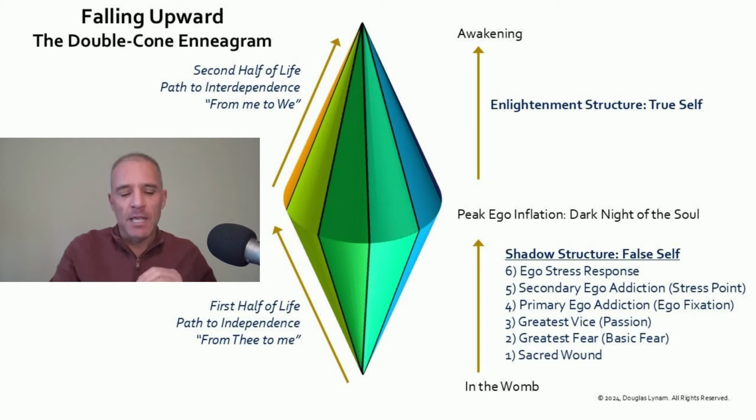So that's the first half of life. Let's look at the other side of this. That's our path to independence, right? So we have to separate egoically from the emotional egoic codependence we have on our caregivers. We have to cut that psychological umbilical cord with the sacred wound, which we talked about, and that begins to build the shadow structure, or the false self. And we're moving in that bottom half, what I call from thee to me.